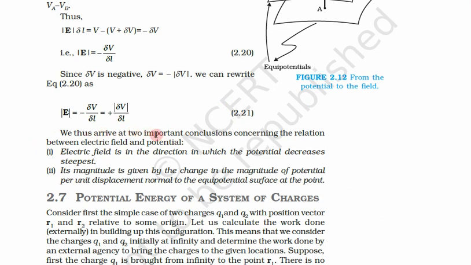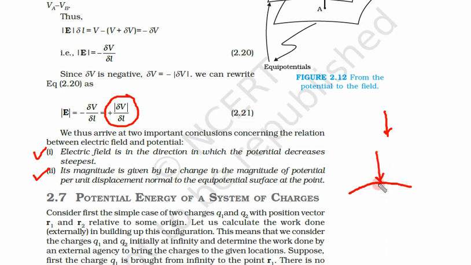So we thus arrive at two important conclusions concerning the relation between electric field and potential. So two things. Electric field is in the direction in which the potential decreases steepest. So electric field is in the direction where potential decreases steepest, that means same direction. Its magnitude is given by the change in magnitude of potential per unit displacement. Same thing, change in potential per unit displacement normal to the equipotential surface, because we were moving normal to the equipotential surface.